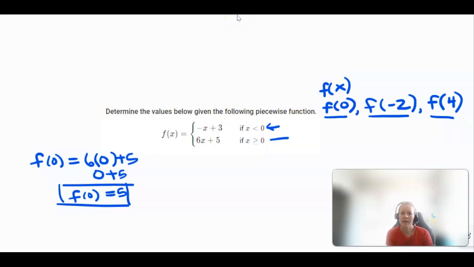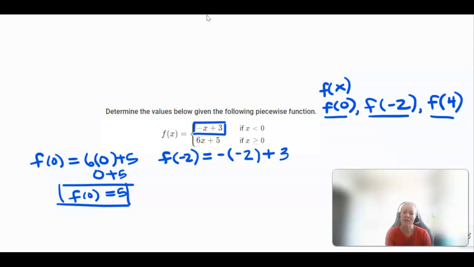Okay, let's look at our next one. I'm just going to erase this here. Next we have f of negative 2. So again, we need to see where does this fit. So negative 2, is it less than 0? Because this works if the x value is less than 0, or x is greater than or equal to 0. Well, we can see negative 2 is less than 0. Negative 2 is smaller than 0, and so we're going to use this function this time. So we'll say, okay, f of negative 2 equals negative x plus 3, so negative x, which x is negative 2, plus 3.